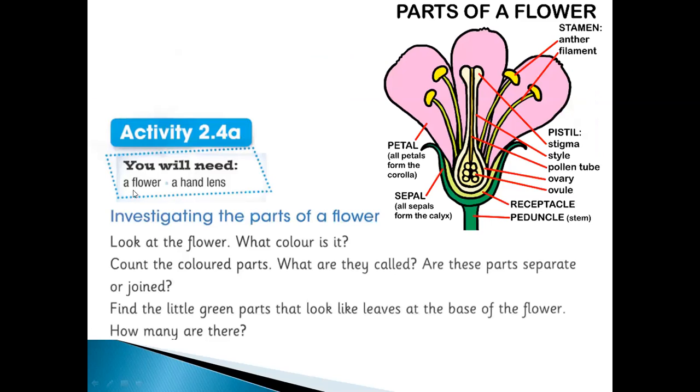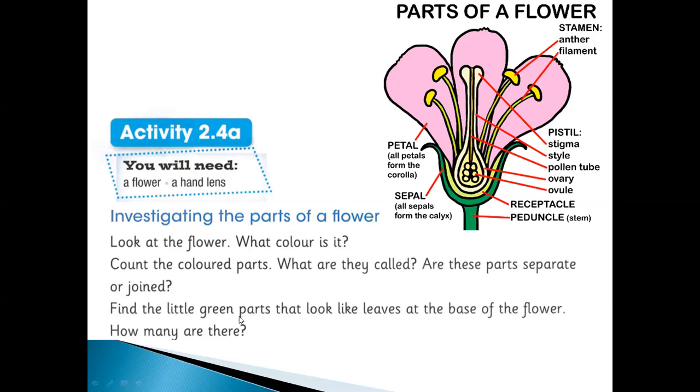Activity 2.4. What do you require for this activity? A flower and a hand lens, so you can easily watch the parts of the flower. Investigating the parts of the flower. When you are investigating, you have different questions in your mind. Look at the flower. What color is it? Count the colored parts. You can see there are different colors. What are they called? Different parts have different names. Are these parts separate or joined to each other?